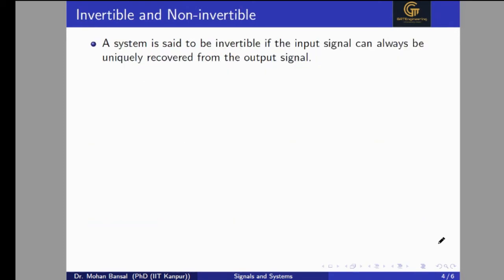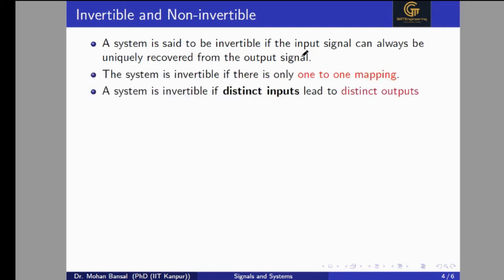Now, if we come to invertible and non-invertible systems, a system is said to be invertible if the input signal can always be uniquely recovered from the output signal. It means whatever we have in the output, we are able to uniquely recover the input signal from the given output signal. That kind of system is called invertible. If we are getting more than one value from the output, then we can say that the system is non-invertible. So there should be a one-to-one mapping between input and output for an invertible system. In other terms, distinct inputs lead to distinct outputs. That means for a single input value, we should get a single output.